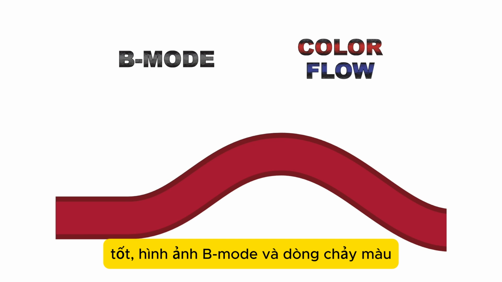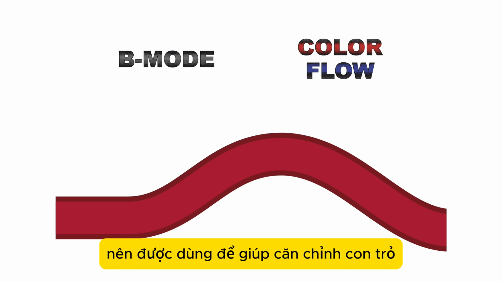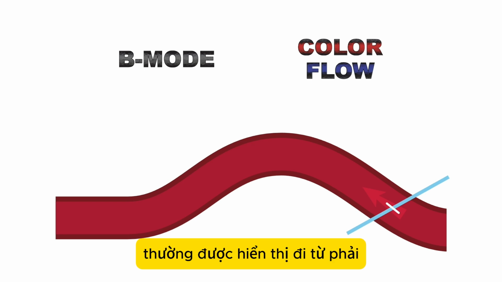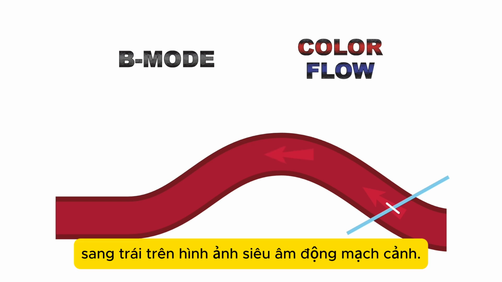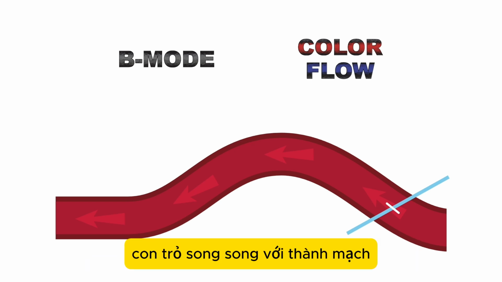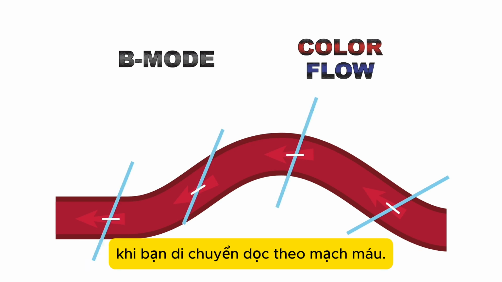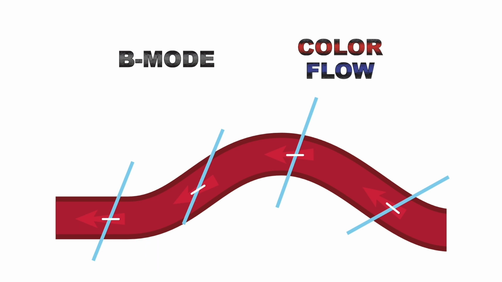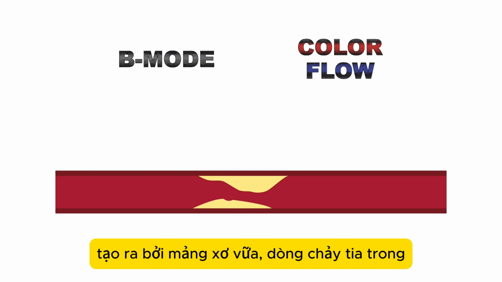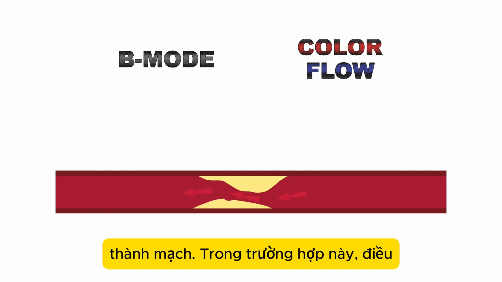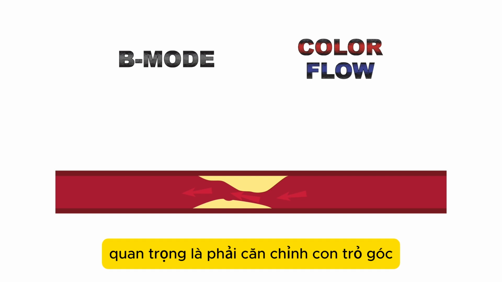To create a good Doppler angle, the B mode and colour flow images should be used to help align the angle correction cursor to the direction of flow, which is usually shown going from right to left in the carotid ultrasound image. Typically, this means aligning the cursor to be parallel to the vessel walls as you move through the vessel. However, where there is a tight stenosis created by a plaque, the jet flow in the remaining lumen may not be parallel to the vessel walls.